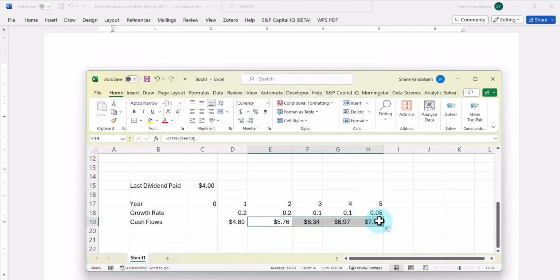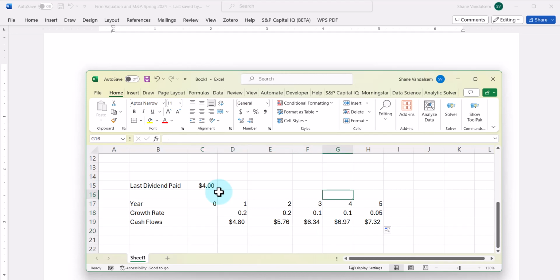to year 5. Now the reason I don't put the $4 down here at time 0 is because I don't want to include that in my value today. I don't want to include the last annual dividend paid in my value for the stock today because it's already been paid. So if I bought the stock today, I wouldn't receive that $4. It's already been paid out. And so that's why I'm not including that in my calculation for the value today.